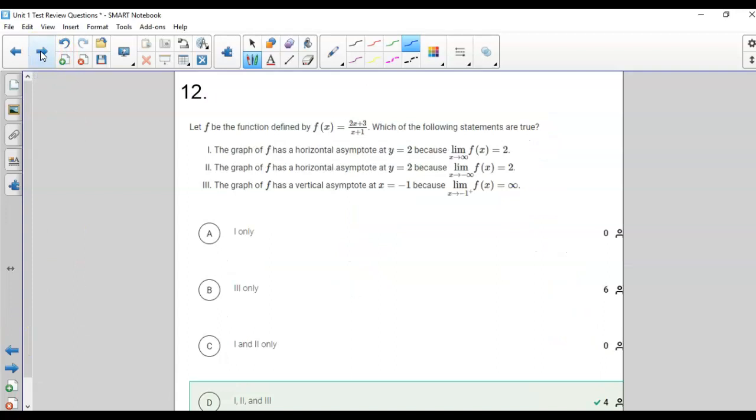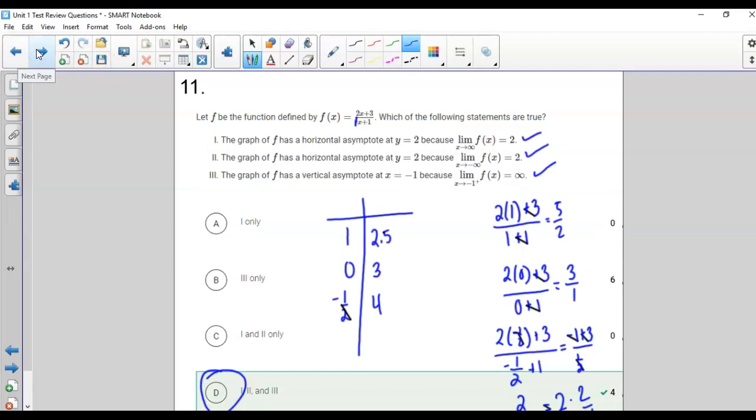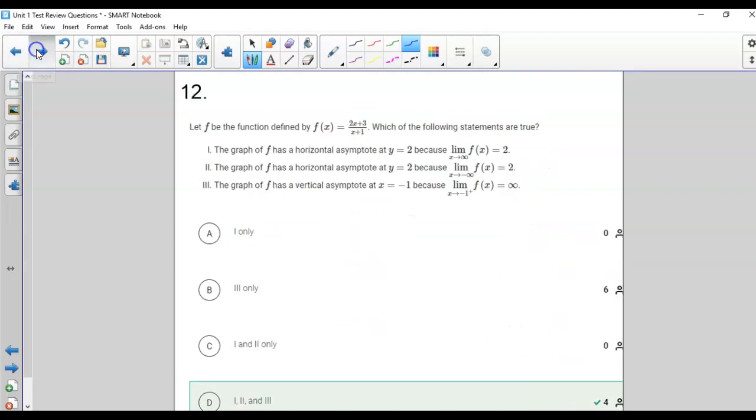Okay. I put that one on there twice. I do not know if that was supposed to be number 11 or number 12. I'll look at that in a second.